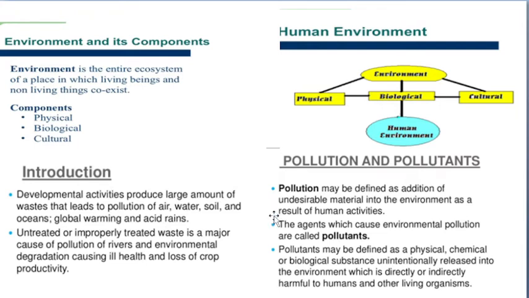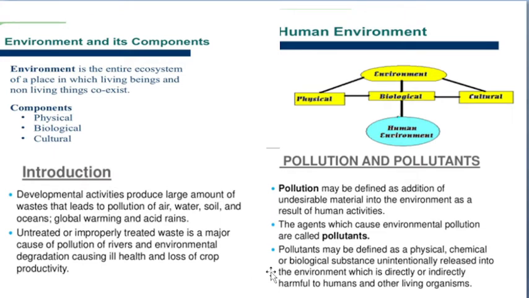Why does it occur? Pollution occurs due to the entry of pollutants. Then the question comes, what is a pollutant? A pollutant is any agent which causes environmental pollution. That pollutant may be solid, gaseous or liquid, and it may be biodegradable or non-biodegradable.